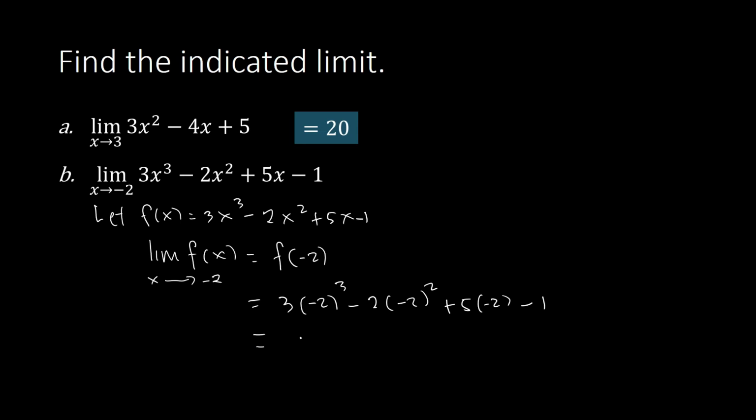So pay attention to the laws of exponents. This is negative 8 times 3, that is negative 24. And this one is positive 4 times 2, that is 8. Okay, so minus 8. And then this one is minus 10 minus 1. So what is this equal to? This one is equal to negative 32, negative 42, minus 1 is negative 43.